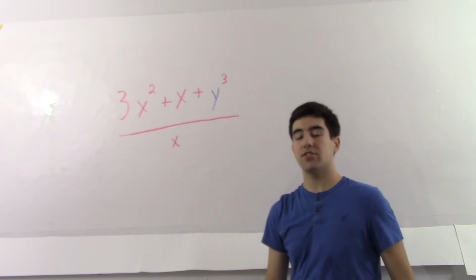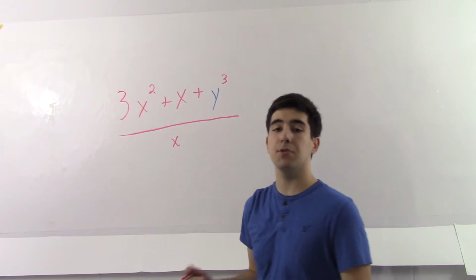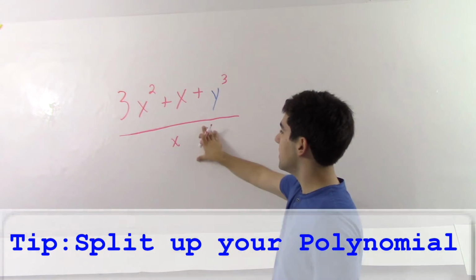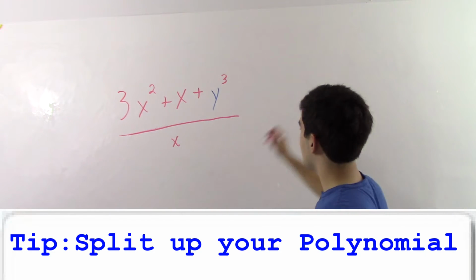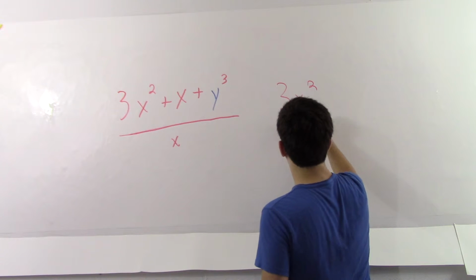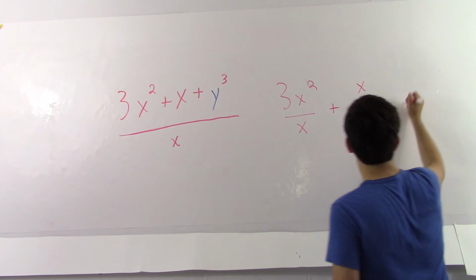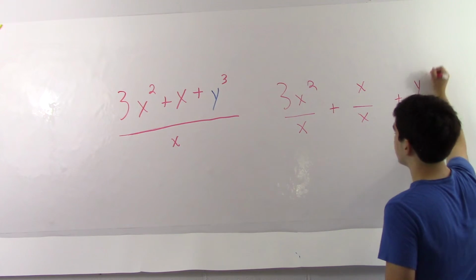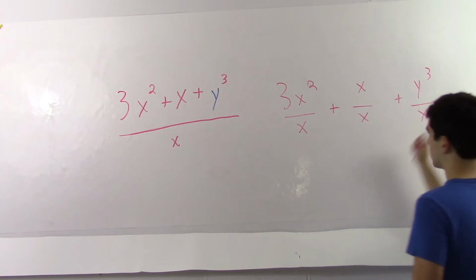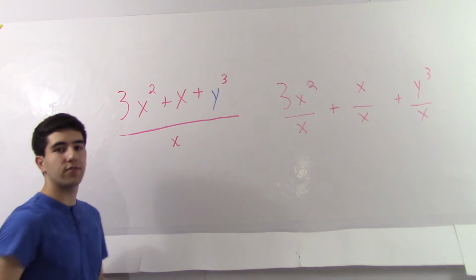Now one important thing to know is that this polynomial divided by this monomial can actually be written in a different way. This is the exact same thing as 3x squared over x plus x over x plus y to the 3rd power over x. Writing it this way is going to make it easier for you when you're working with two different variables.